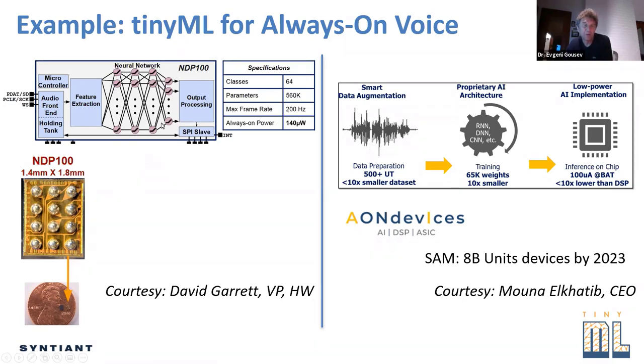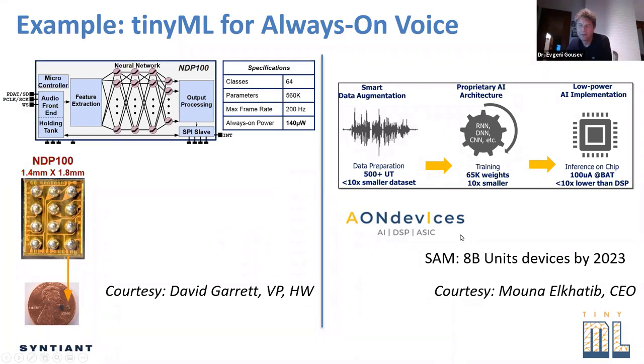What is remarkable is what they do under the hood: they have a few layers of a neural net that are baked and designed into their hardware. By doing so, they can classify 64 classes at extremely low power, like 140 microwatts. So they're talking about really small numbers. And this company is already in production. As I said earlier, they ship millions of devices, and it's a really great example of TinyML.